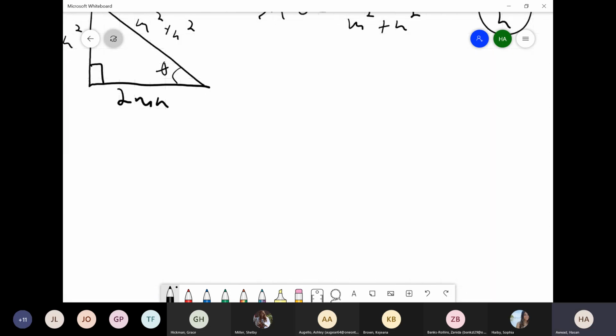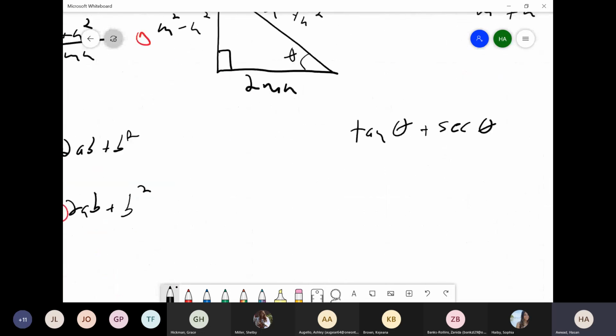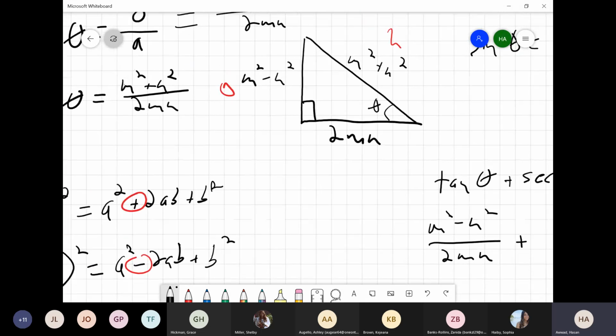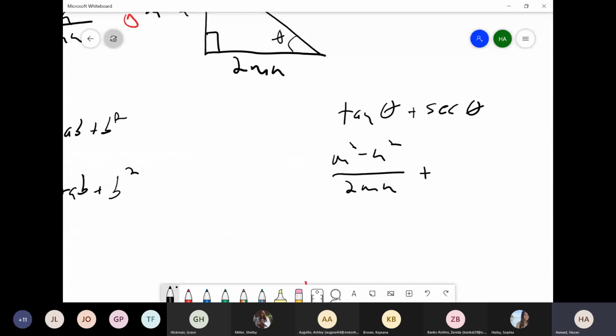Okay, so one more time. Again, tangent of theta, and it's plus secant of theta. Well, we just figured out that tangent of theta is the m squared minus n squared over 2mn. Then we are adding this to the secant of theta, which we also figured out to be m squared plus n squared, still over the same divisor. So m squared plus n squared, still over the same denominator, right? Over the adjacent side, which is still 2mn.